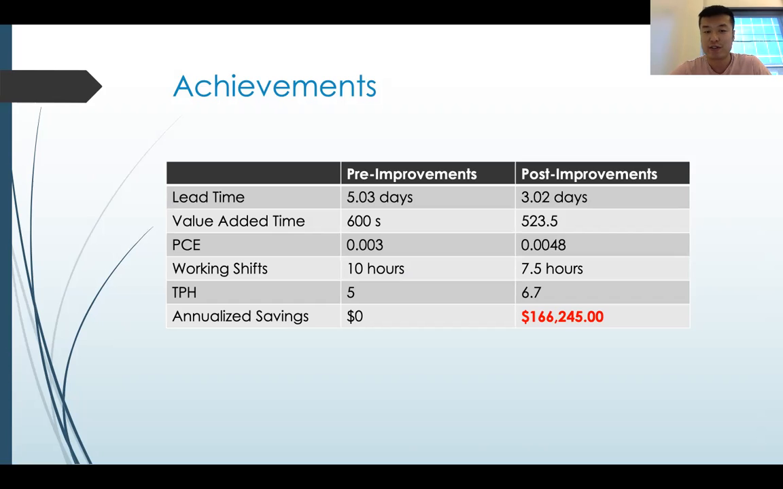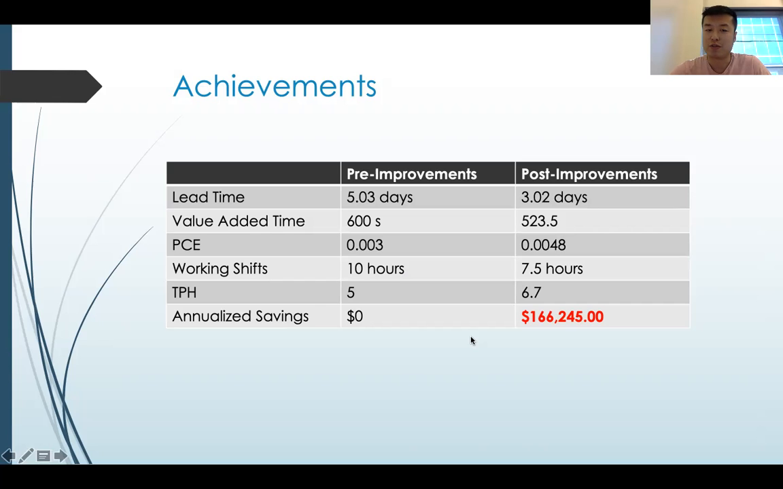The working shifts, we decreased from 10 hours to 7.5 hours. And TPH, throughput per hour, we increased from 5 to 6.7. And that resulted in annualized savings of $166,000. That's huge. That's a lot. So we made some great progress.